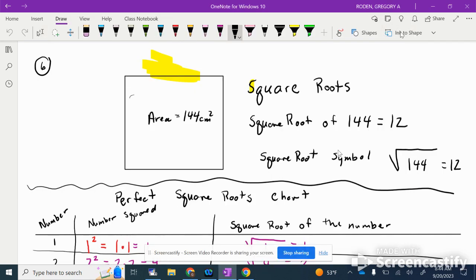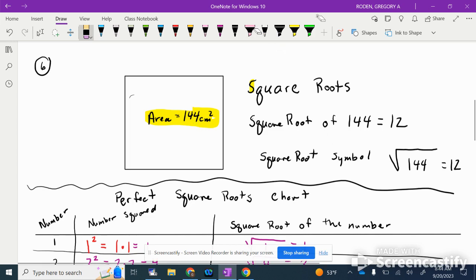A square root, guys, is basically kind of unreversing an area. So let's say someone tells you the area of a square is 144 centimeters squared, okay? And you want to know, well, how long is the side length? Well, you kind of have to work backwards. And what you say to yourself is, okay, what number multiplies by itself to give me 144?